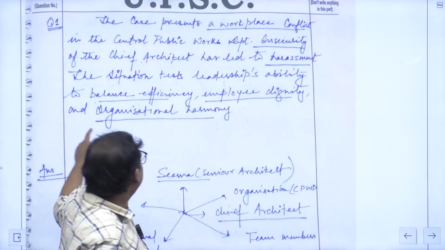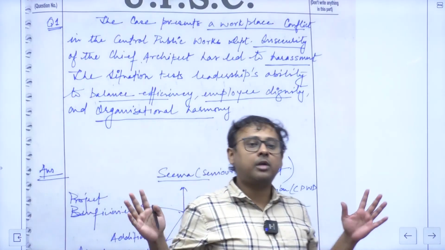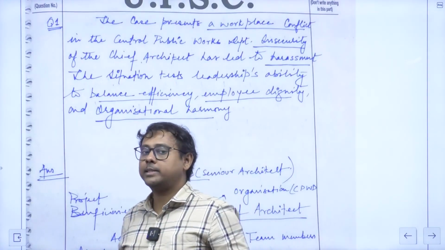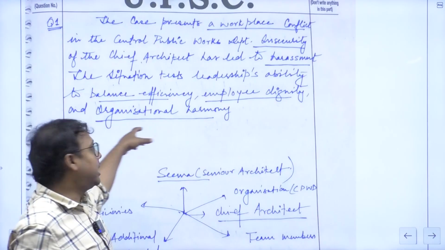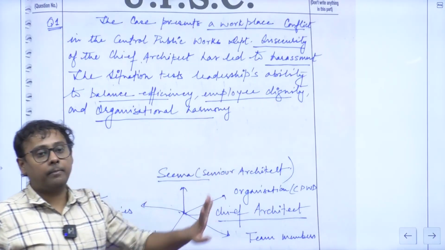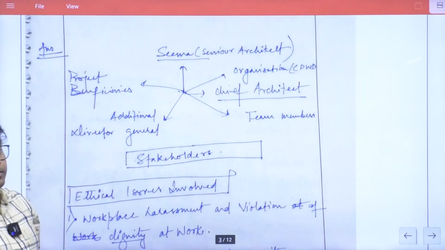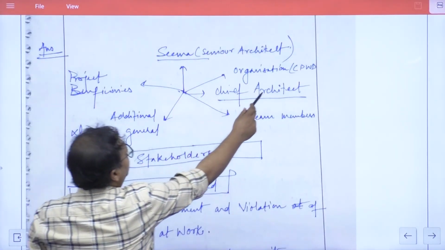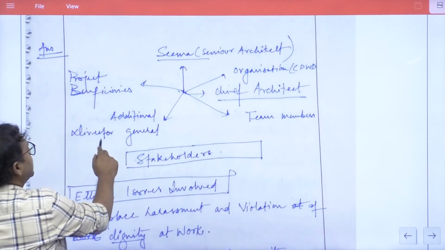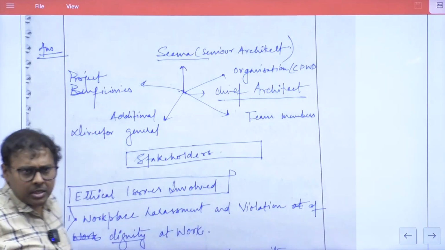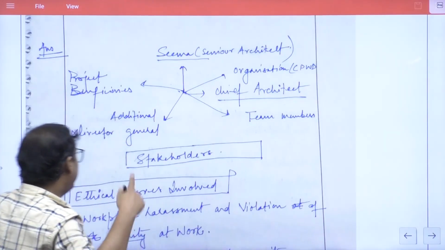Now you will say, yes sir, how will I know about this? Because you will be creating an 11 to 12 structure. I will show you how to do it. Automatically when you write a case, these kinds of terms will come. Now I list down the stakeholders: Seema, organization CPWD, chief architect, team members, additional director general, and project beneficiary. The project is being made for somebody. They are also stakeholders.